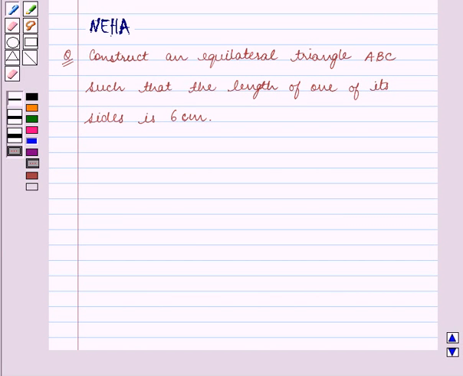In this session, we will discuss the following question. The question says, construct an equilateral triangle ABC such that the length of one of its sides is 6 centimeters. Let's start the solution now.